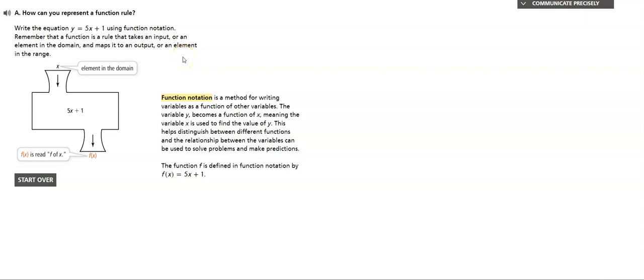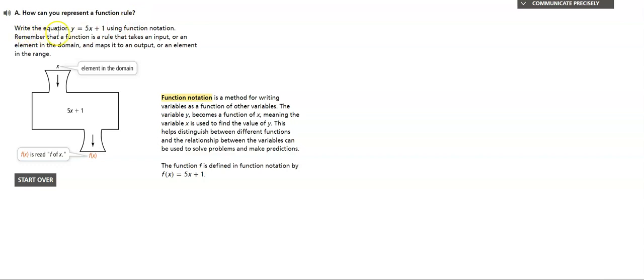We are going to be working on pages 54 and 55 in your student companion. Please use the blue margins in your student companion to take notes and write down any examples and important vocabulary words. How can you represent a function rule?